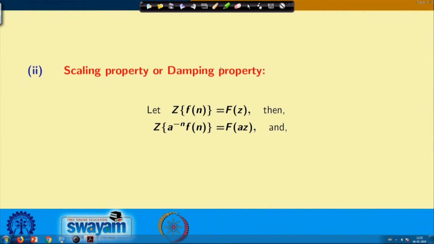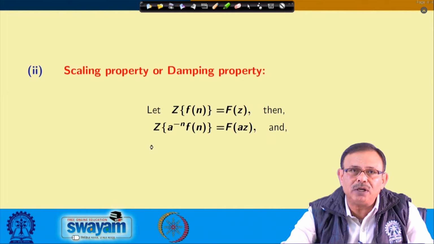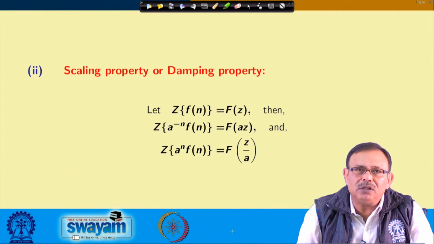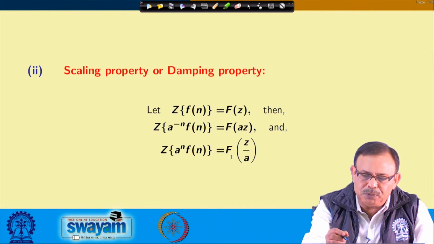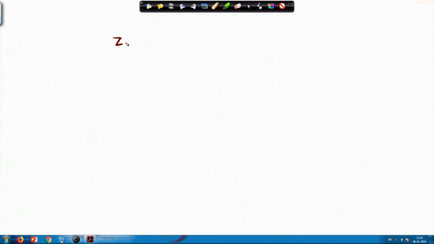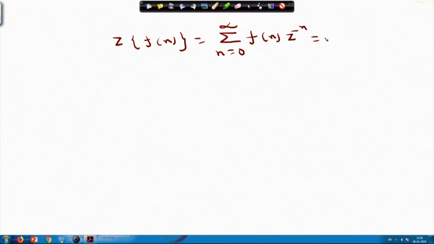The next one is Z transform of a to the power n f n equals capital F of z by a, where the Z transform of f n is F of z. Now let us prove this part. It is given that Z transform of f n, we know it, is summation n equals 0 to infinity f n into z to the power minus n, and this we have assumed as capital F of z.